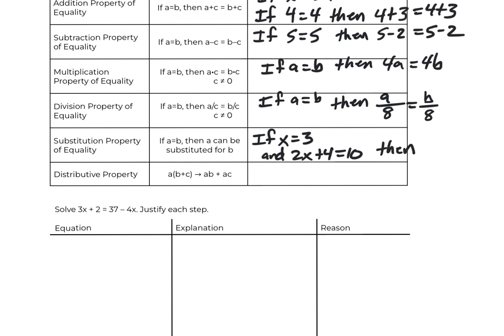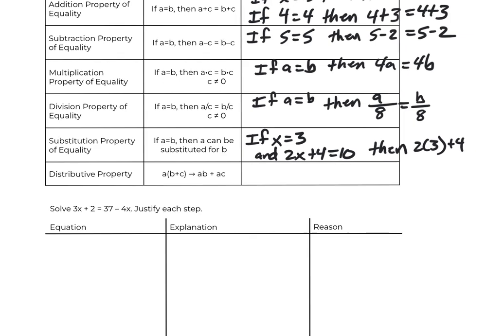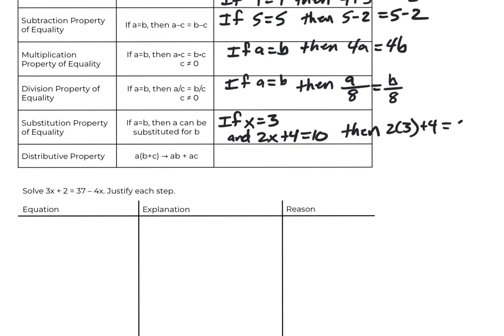So what's going to happen here, because x equals 3, then I'm going to take 3 and put it in for x. I'm going to substitute it in, right? 2 times 3 plus 4 equals 10. So the x gets replaced with a 3 because those two things are interchangeable. Wherever the x is, I can put in a 3.